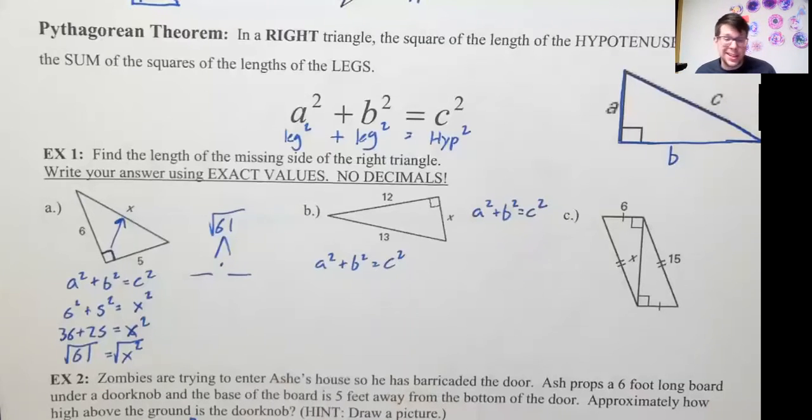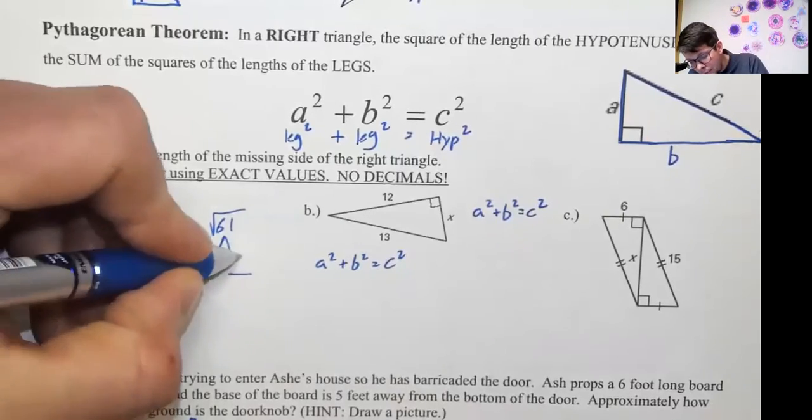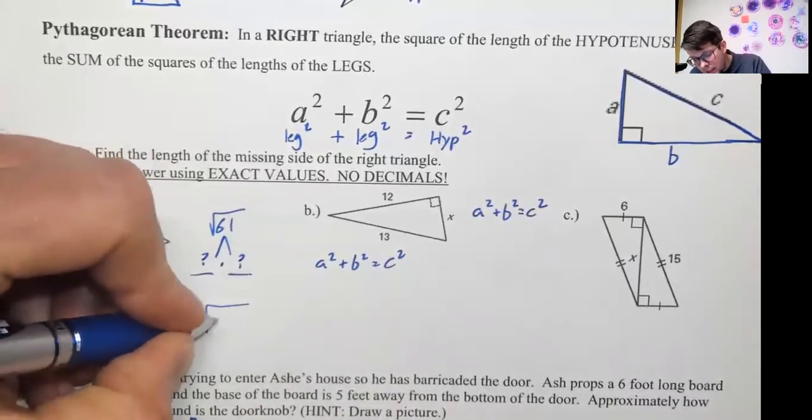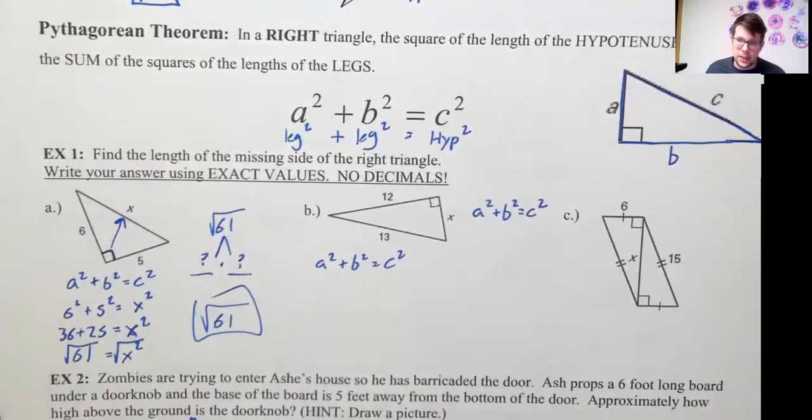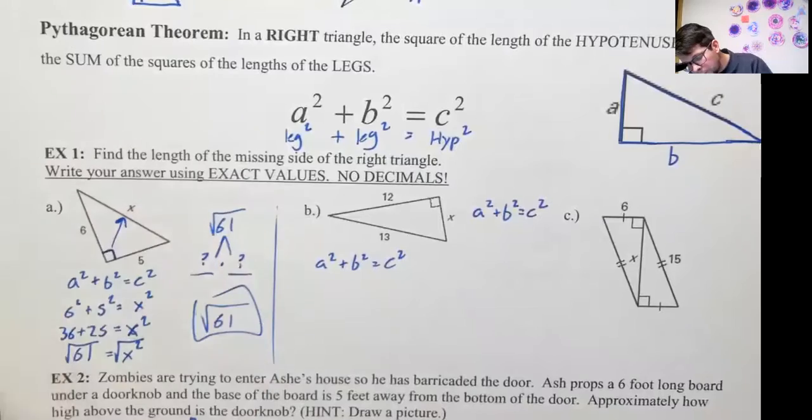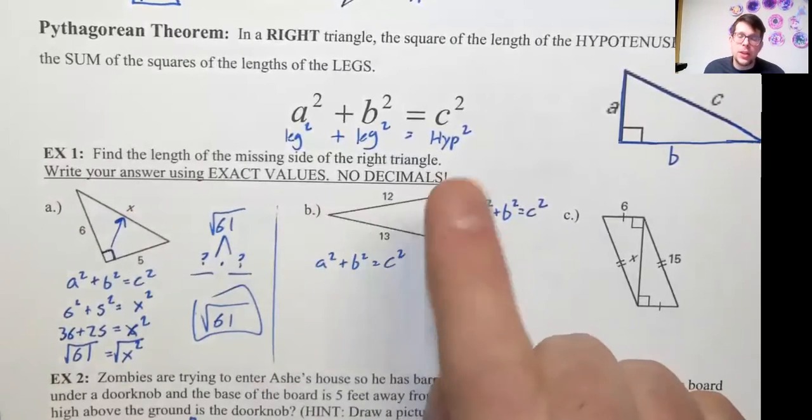Unfortunately, 61 is about as nice as it's ever going to get. I can't think of the numbers that are going to get that job done, so I'm just going to leave it. Square root of 61 is the length of that hypotenuse. I don't need to write it any differently than that. It's exact.